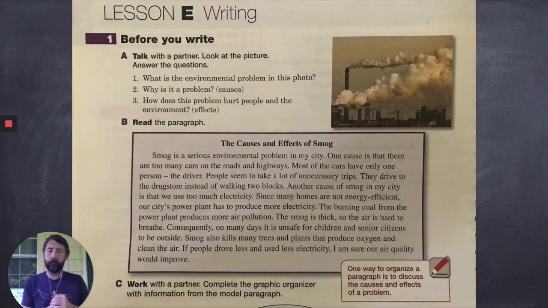And so question number 2, why is it a problem? In parentheses it has causes, and I'm not sure I like the phrasing of this question. I know what they're doing. In previous lessons, we talked about asking the question why in order to get the cause. But the way that this question is worded, it makes you think of the effects. Like, why? What does air pollution do to you?